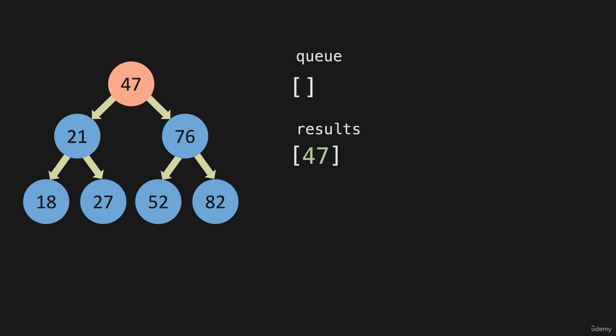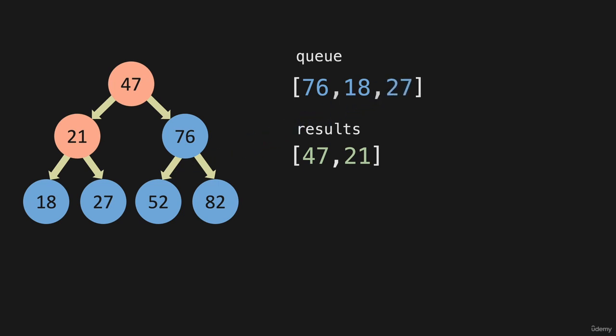And then for the left and the right, we'll start with the left. We're going to store the node from the left of the 47 in the queue, and then we'll do the same for the one on the right. And then we'll go through the same three steps with the value and the left and the right with the 21. We move the value down to results. To the left of the 21 is 18. To the right of the 21 is 27.